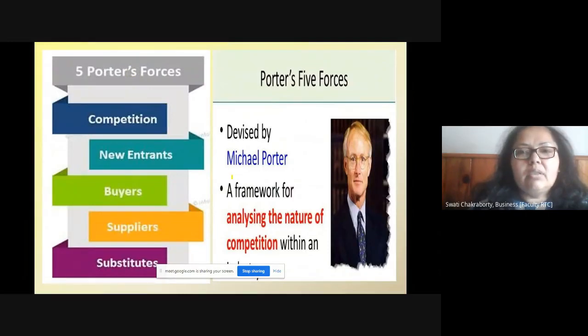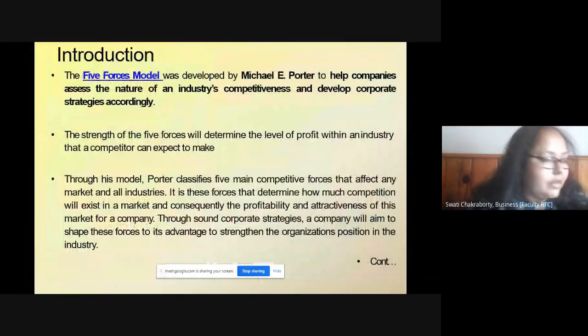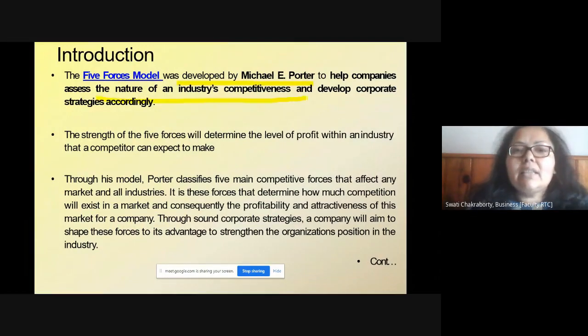This was designed by Michael Porter, which is a framework for analyzing the nature of competition within an industry. And what are these five forces that we have? These are the five forces: competition, new entrants, buyers, suppliers, and substitutes. As I said, the five forces model was developed by Michael Porter to help companies assess the nature of the industry's competitiveness and also to develop corporate strategies accordingly.